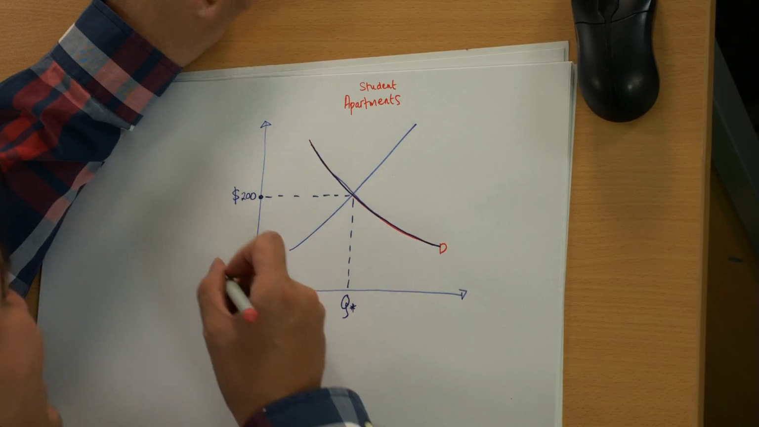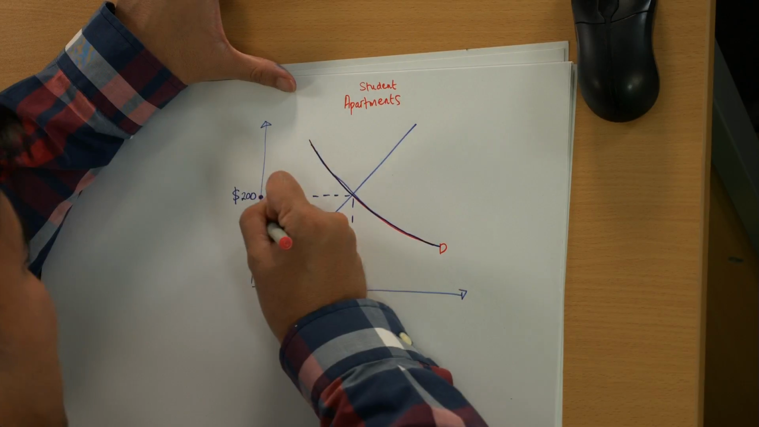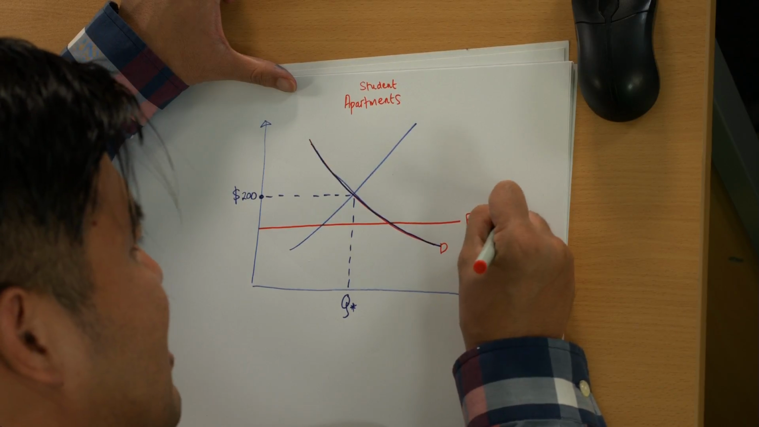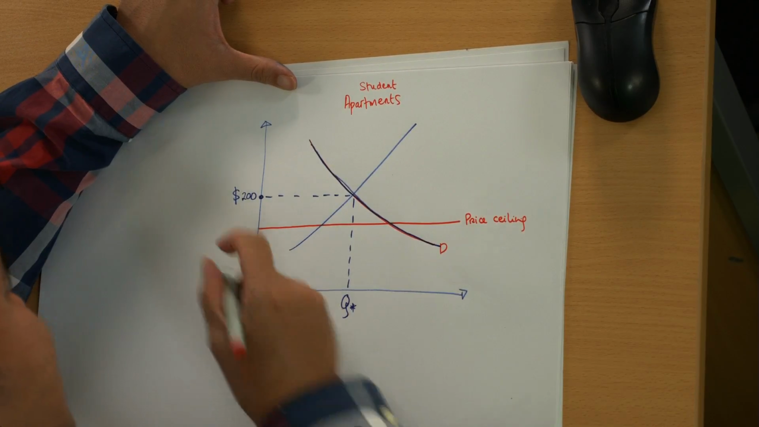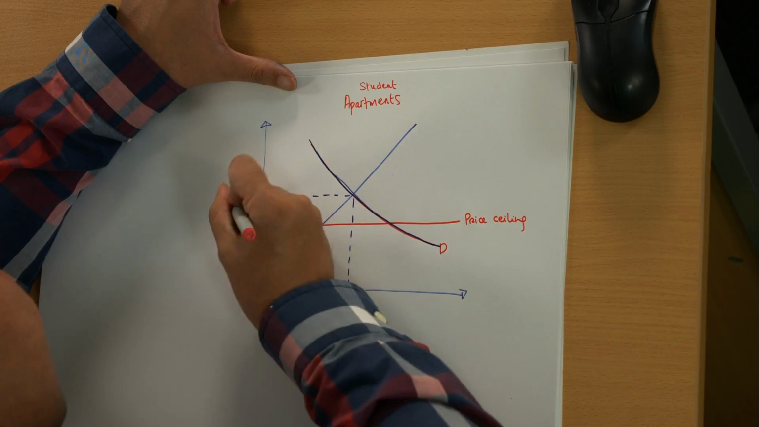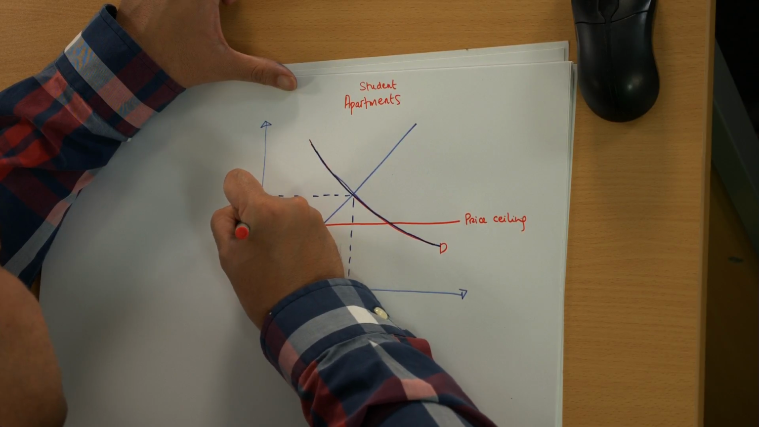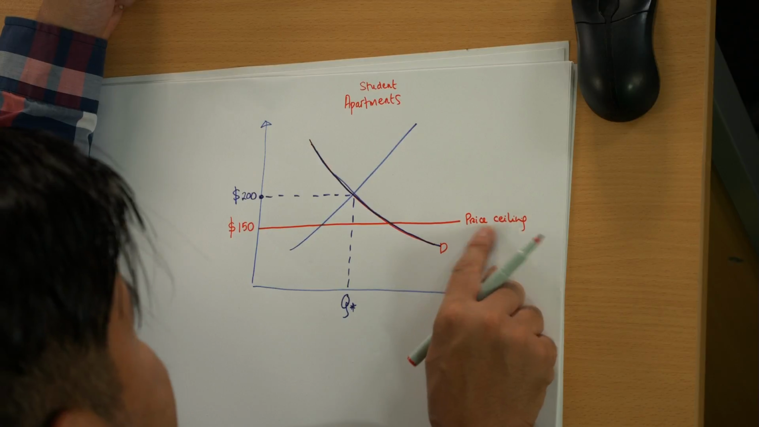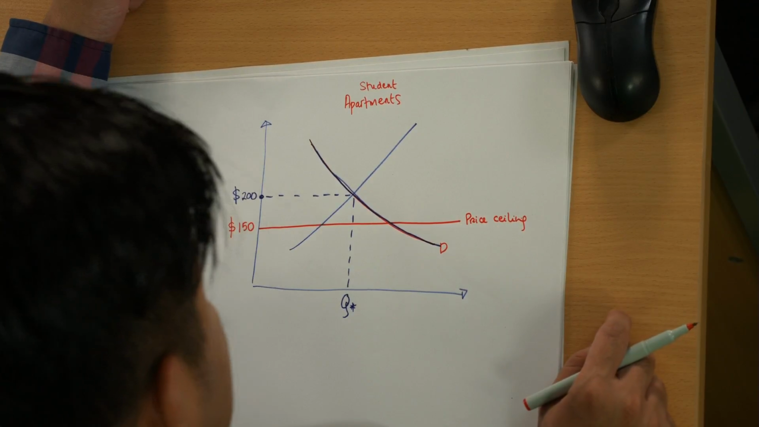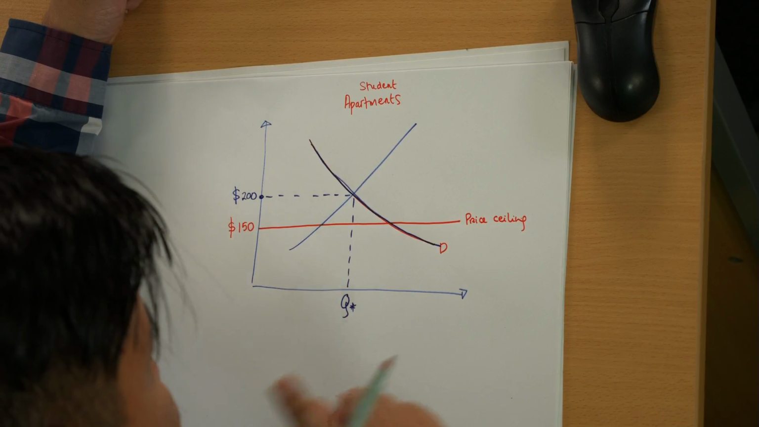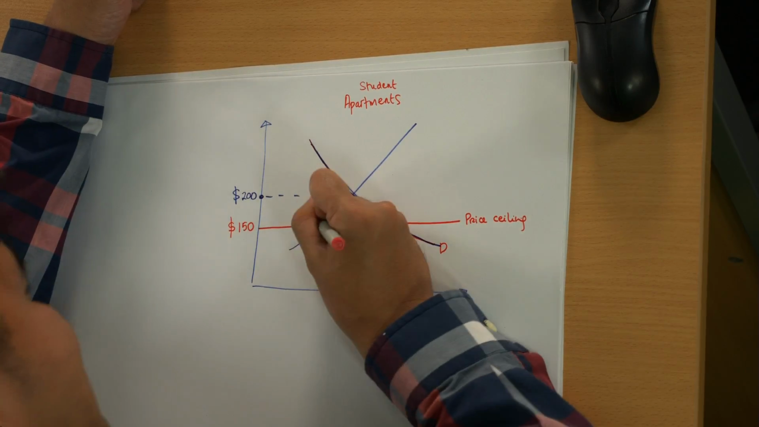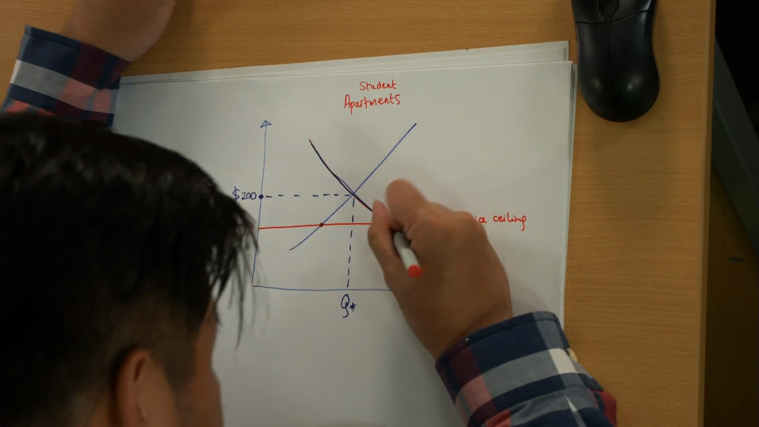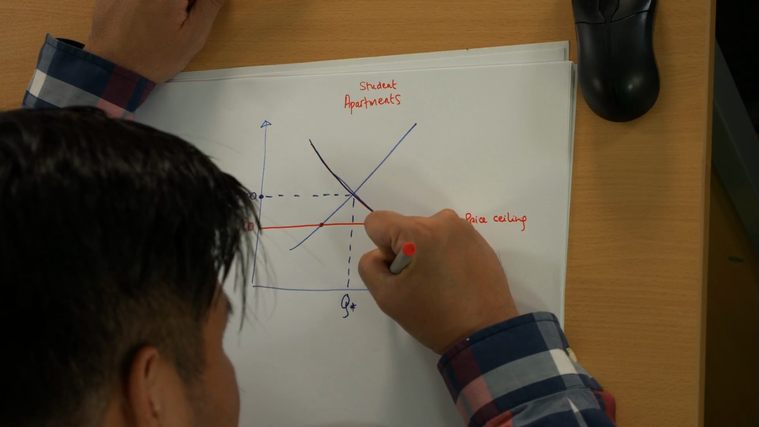Then the government is saying, let me try to help the students. They want to put a ceiling price. They put a price ceiling. At the very most, you should just be charging $150. The government is trying to help the students. But hang on, when the market is being disturbed, at $150, more students will be looking for apartments.